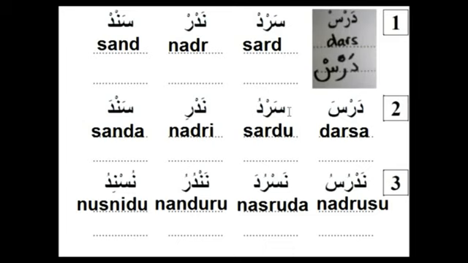Here, sard: the seen with the fatha, sa; the ra with sukun, r; the dal with the dhamma, du. Sardu. If the ra didn't have a sukun, it could be saradu, or sarudu, or saridu, depending on the context. In order to put the short vowel, you would need to see what the word is to automatically know which short vowel would be on it. This would be for people who are more advanced.